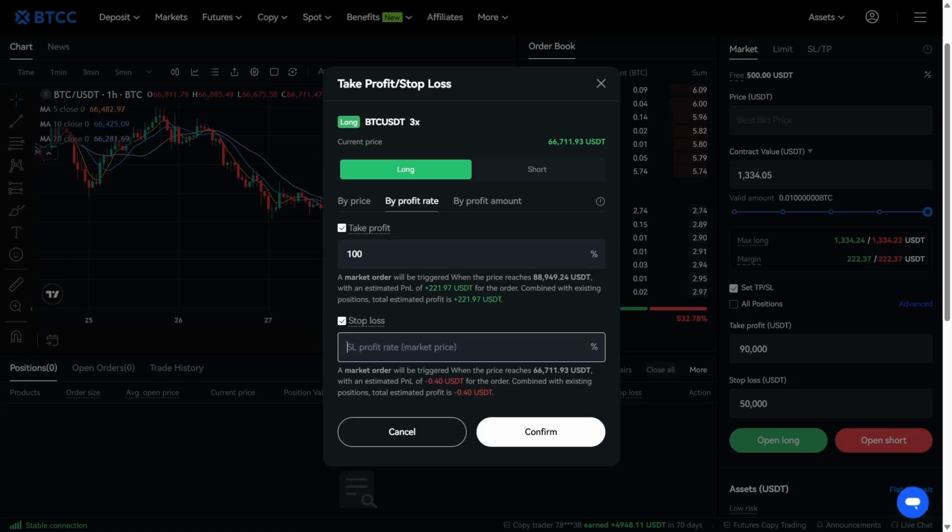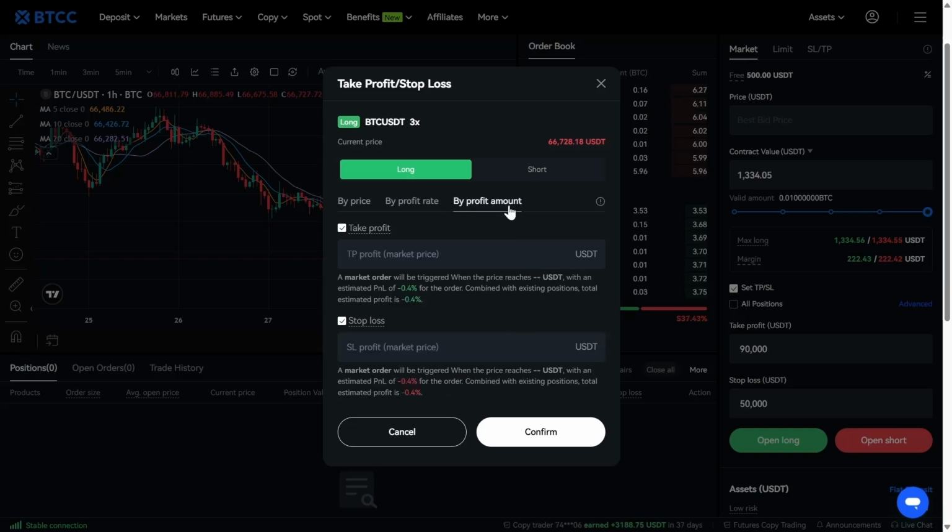For our stop loss, I don't want to lose more than 50%. And again, with the 3x leverage, this would sell us out of our trade if BTC hits 55,600. With that 50% loss, we would be down about $111.